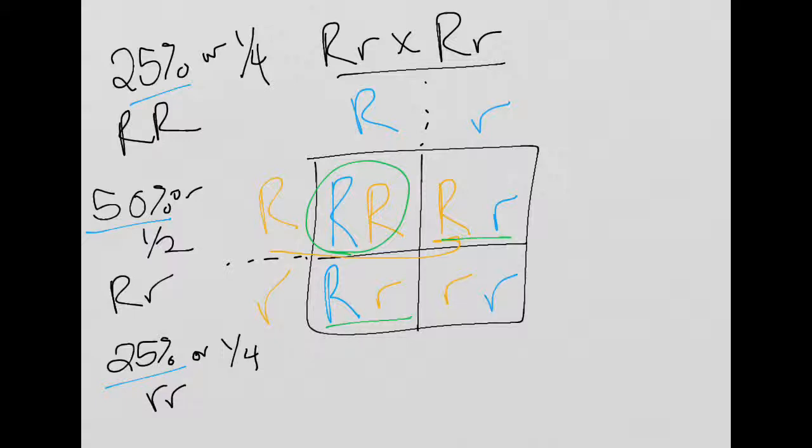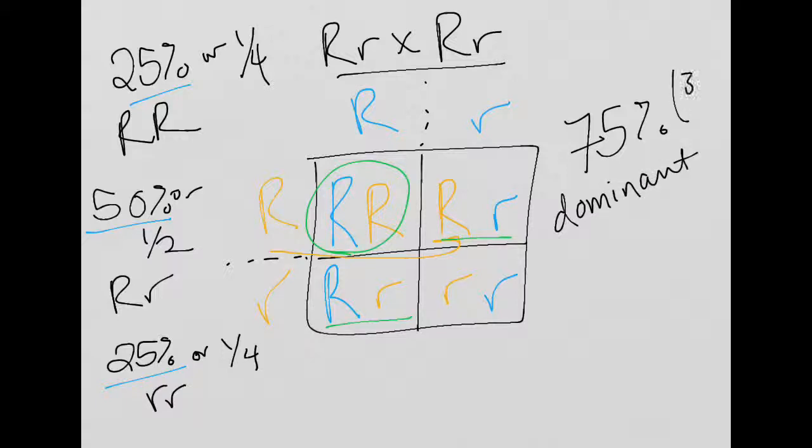In terms of phenotype, phenotype is tricky. I actually have 75% of my offspring that will have the dominant phenotype. This is also 3 out of 4, because if I count here, 3 of my 4 offspring have at least 1 dominant allele. And then the other 25%, or 1/4, of my offspring will be recessive.